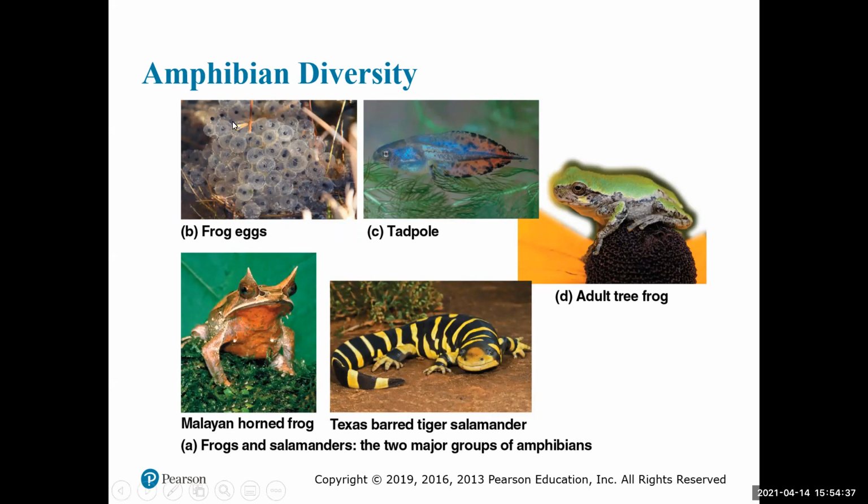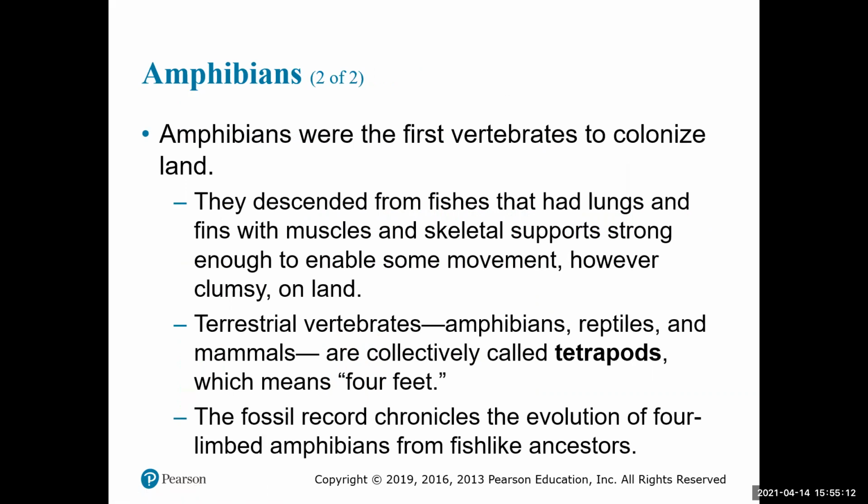So here you have frog eggs. You can see the embryos growing, and again, they're in water. They've laid them on some type of vegetation to keep them in place. Here's a tadpole. That tadpole will metamorphose into whatever frog or toad species it is. You have your adult tree frog here. You have a Malayan horned toad, and then you have salamanders. Salamanders are also a type of amphibian, and you can have small, tiny salamanders, and then there are some very large salamanders that exist as well.